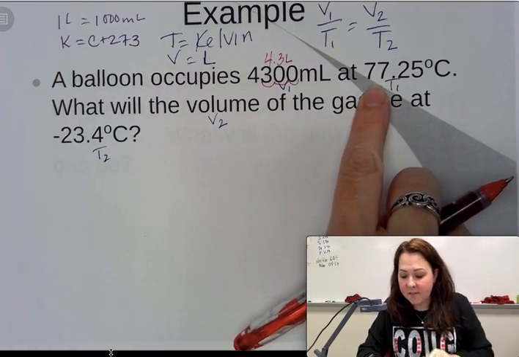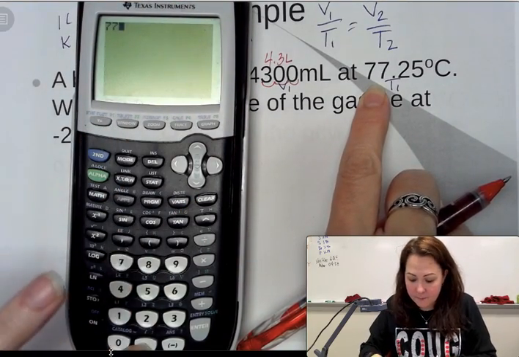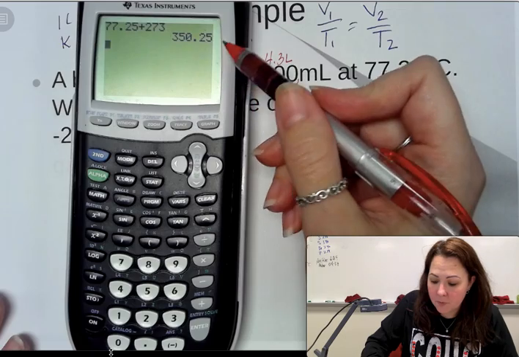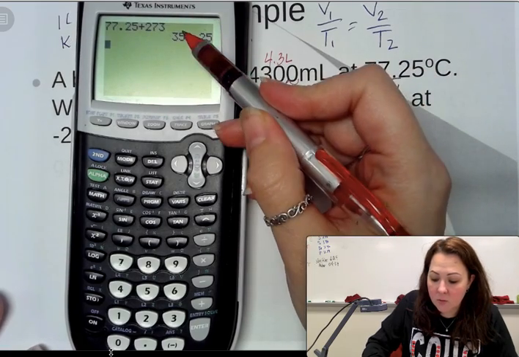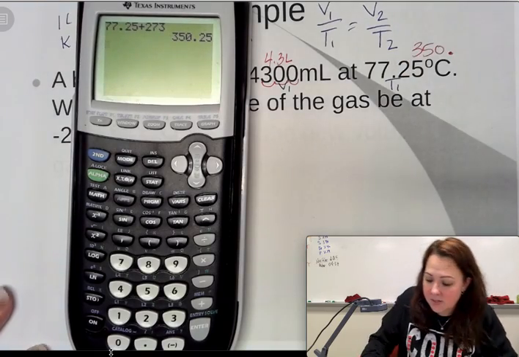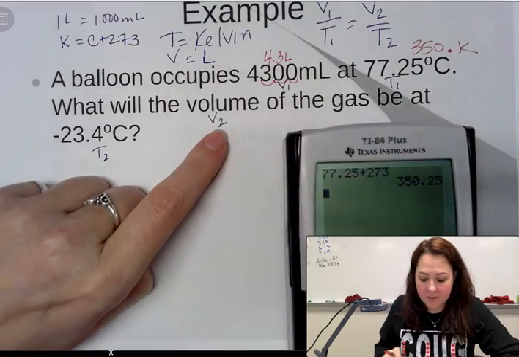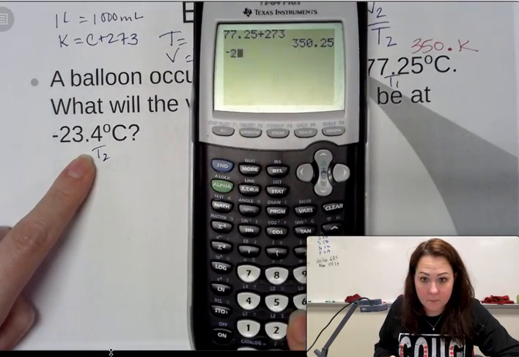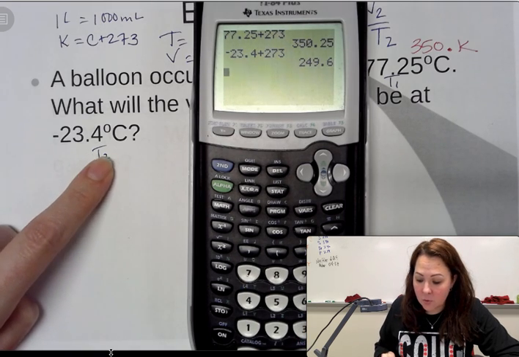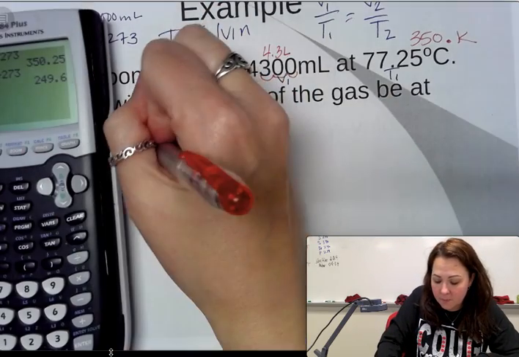77.25 degrees Celsius needs to go to Kelvin. So we have 77.25 plus 273. I'm going to round this to be a whole number. When I round that to be a whole number, it ends in a 0 when I'm adding. So I'm going to put 350 with a decimal place at the end to rescue those sig figs. I don't know my new volume, and then this one is negative 23.4 plus 273. This one, again, it needs to go to a whole number, so 249.6 is actually going to go to 250 Kelvin.